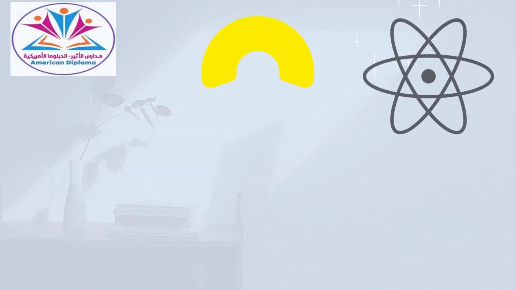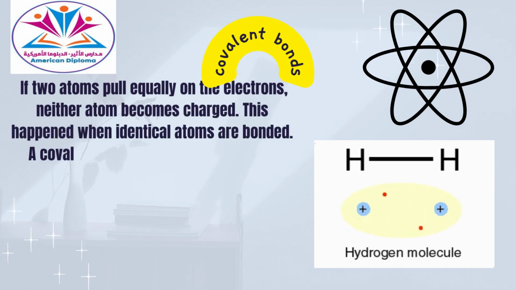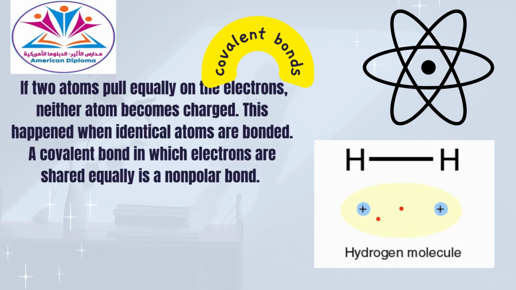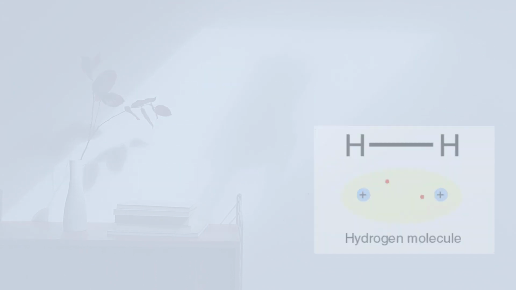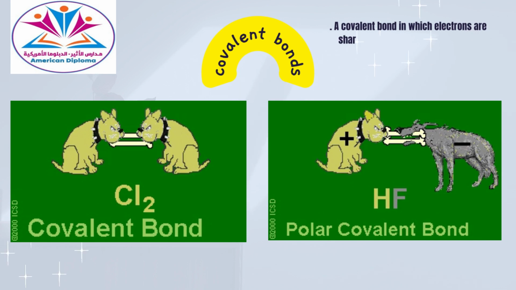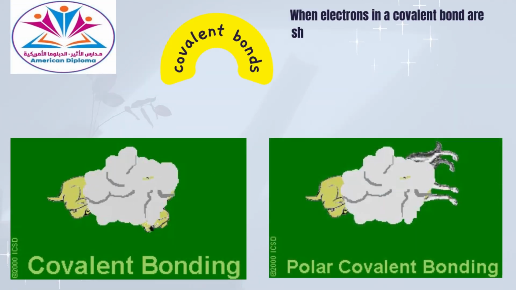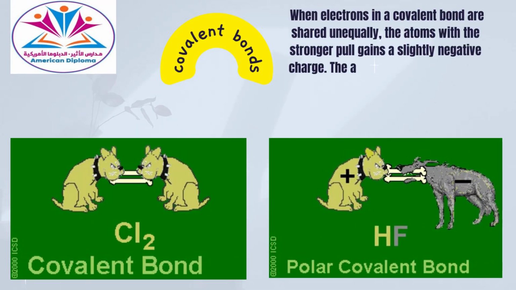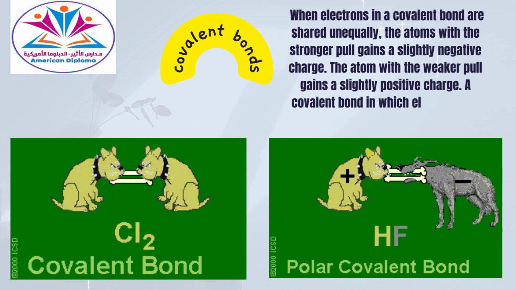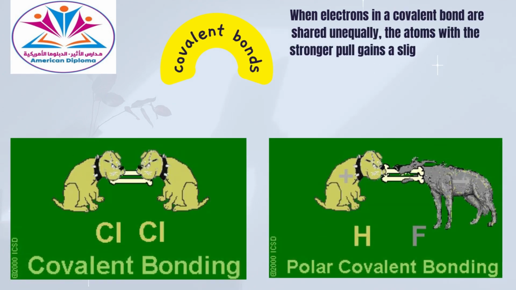Polarity of molecules: if two atoms pull equally on the electrons, neither atom becomes charged. This happens when identical atoms are bonded. A covalent bond in which electrons are shared equally is a nonpolar bond. When electrons in a covalent bond are shared unequally, the atom with the stronger pull gains a slightly negative charge. The atom with the weaker pull gains a slightly positive charge. A covalent bond in which electrons are shared unequally is a polar bond.